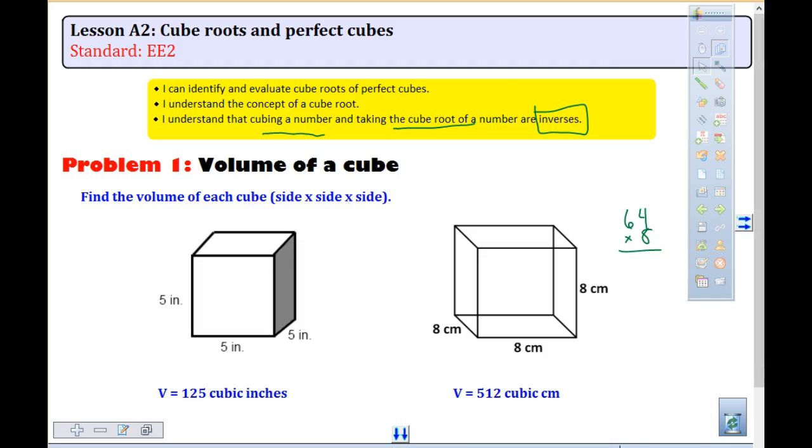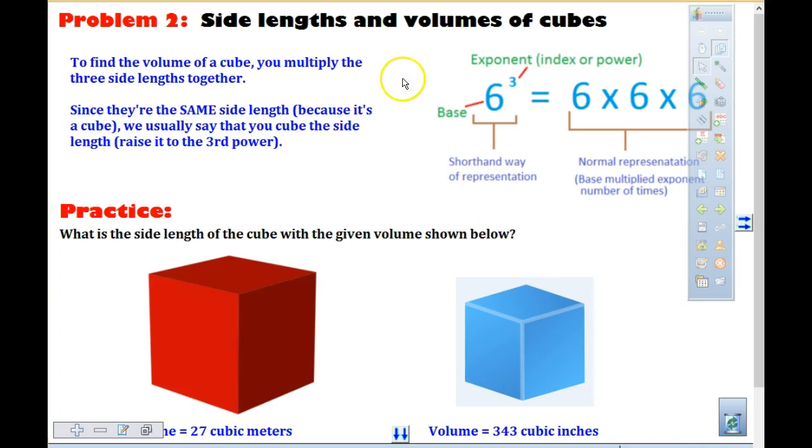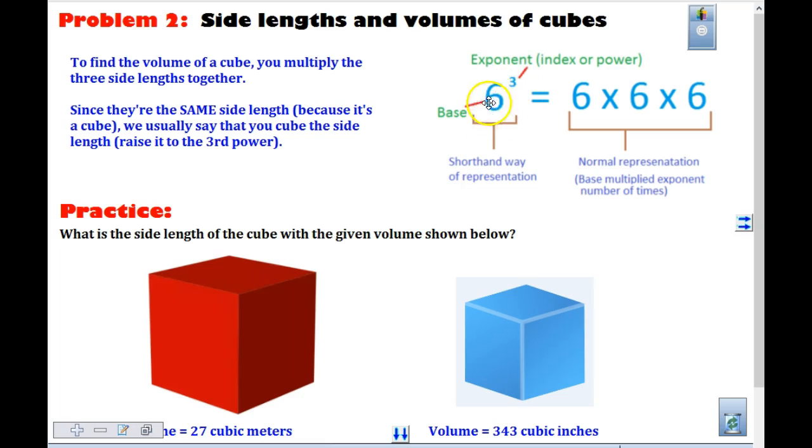As I take a look up here, I'm going to be looking at the side length and volumes. It says to find the volume, so you're on that next page down in your notes. To find the volume of a cube, you multiply the 3 sides together. Since they're the same length, and because it's a cube, we usually say that you cube the side length, raise it to the 3rd power. So when we were looking at our problems the other day, 6 to the 3rd, that 3 is our exponent, called the index, that 6 is our base, and this whole thing represents the power.